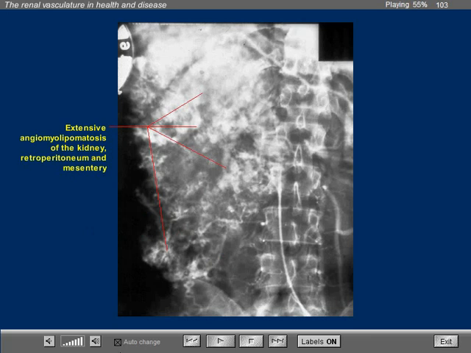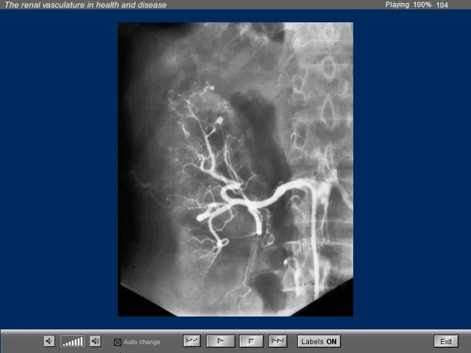At surgery, this patient had extensive angiomyolipomatosis of the retroperitoneum and of the mesentery. This is the largest angiomyolipoma that we have ever studied. This is another case with an angiomyolipoma of the upper pole of the right kidney. Note that we do not see significant neovascularity, but we see the pathognomonic angiographic sign, which is the presence of macroaneurysms in arteries of the upper pole of the right kidney.